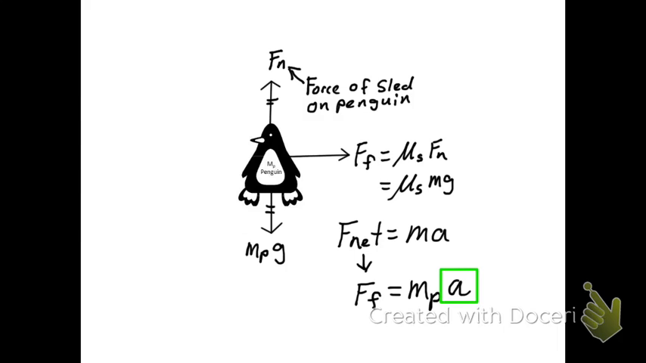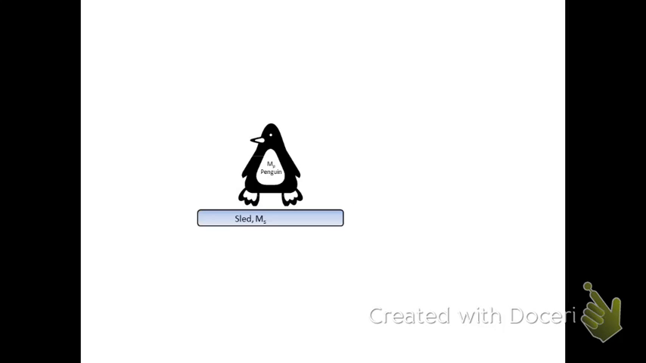Now I'm going to look at the entire system using this acceleration that I know. I'm also going to use the fact that these friction forces between the penguin and the sled, by Newton's third law, are equal and opposite. So those are internal forces that are going to cancel out. So I can look at this system as one solid mass that's holding itself together.